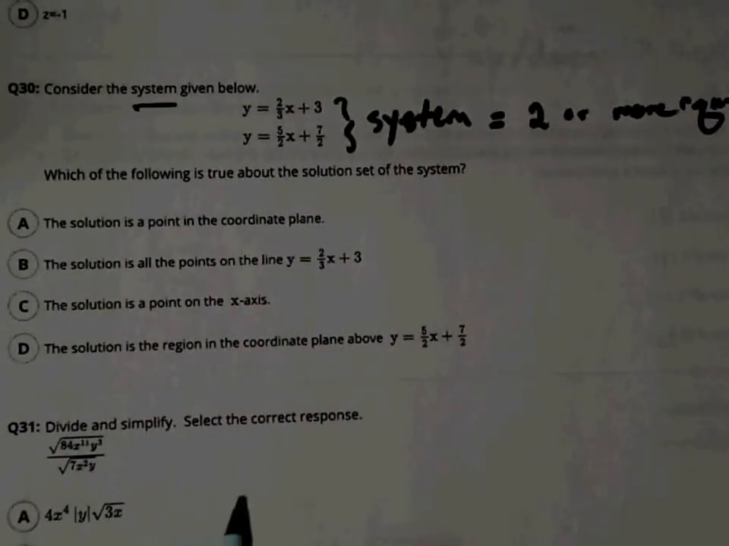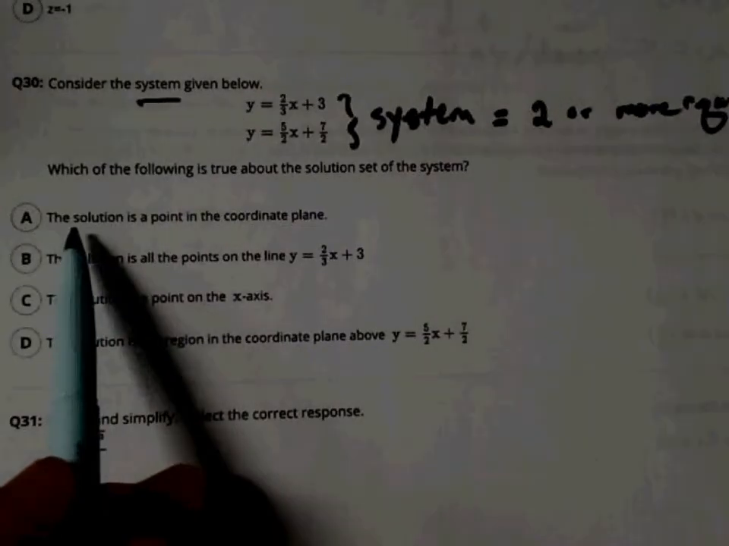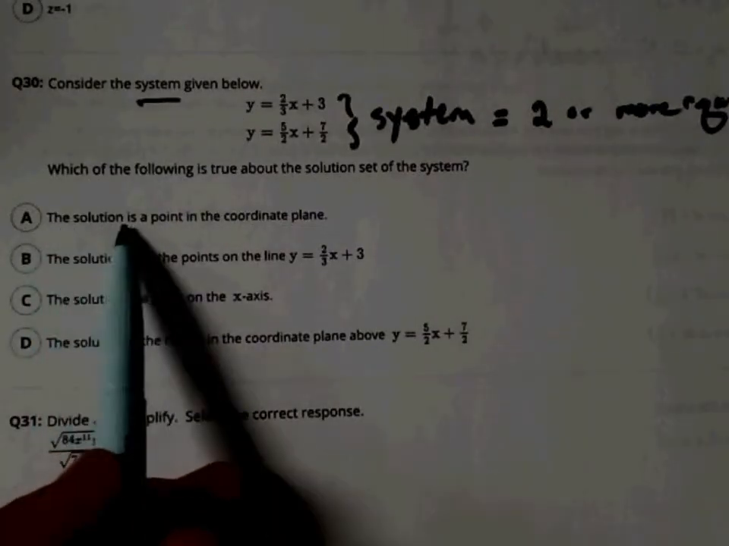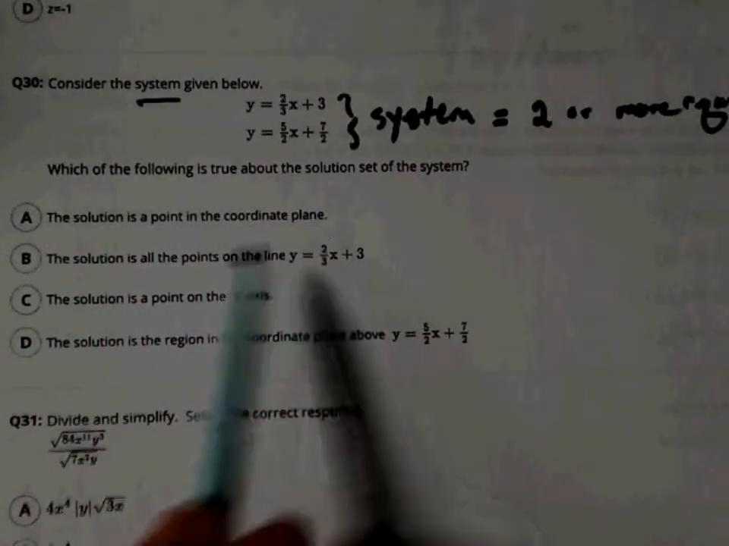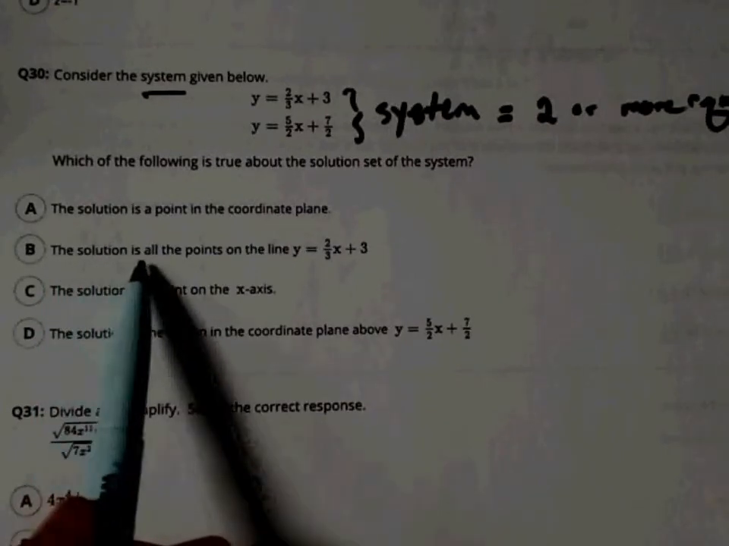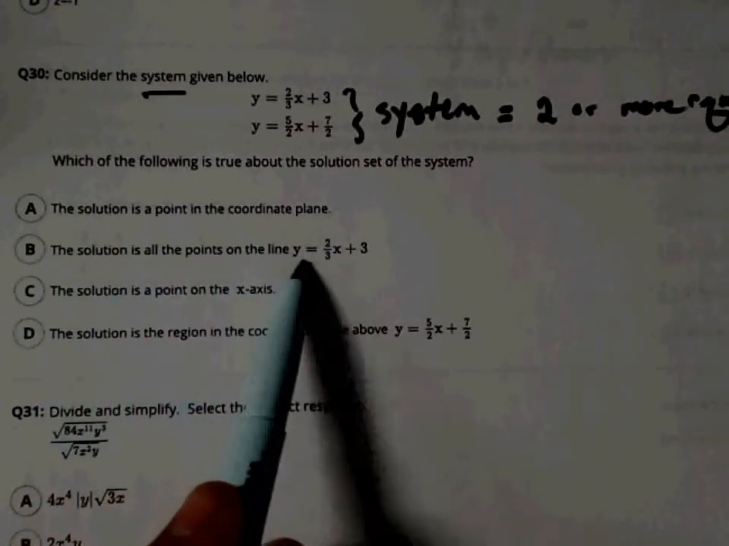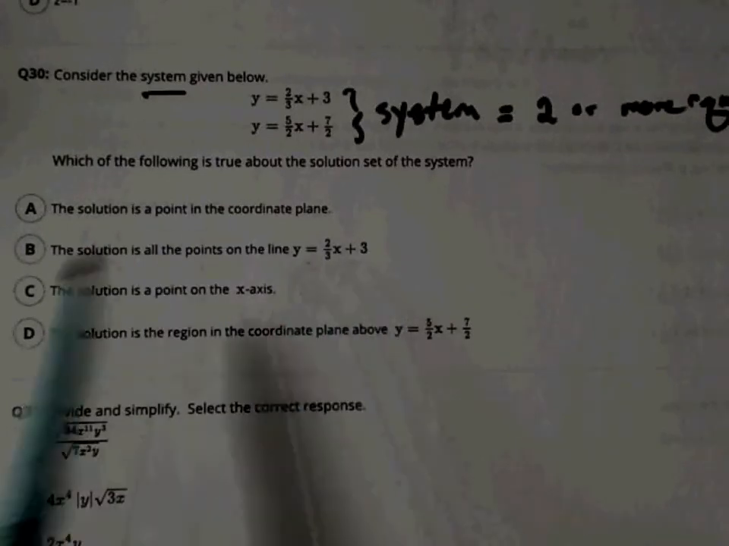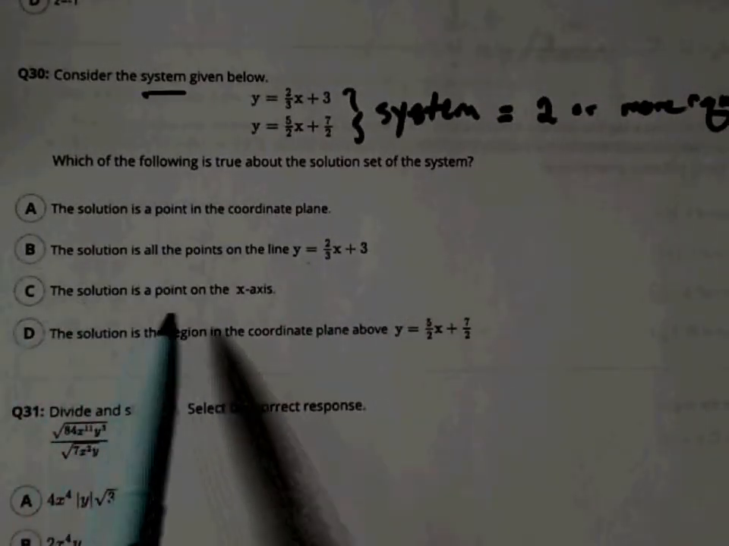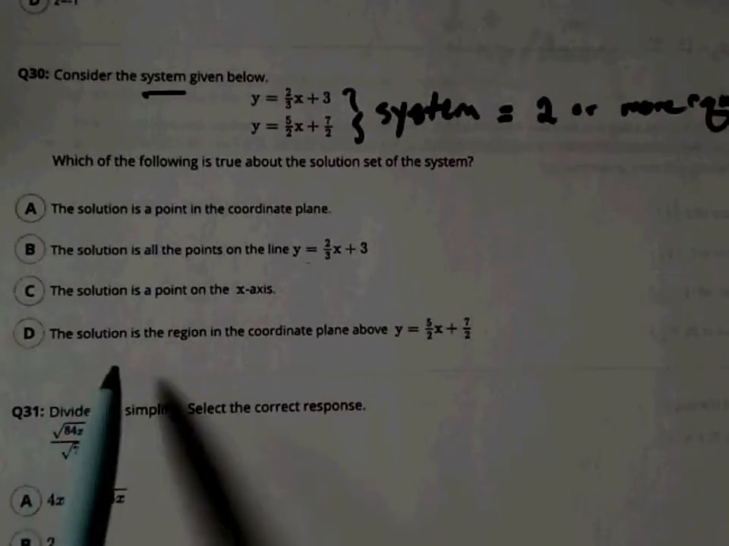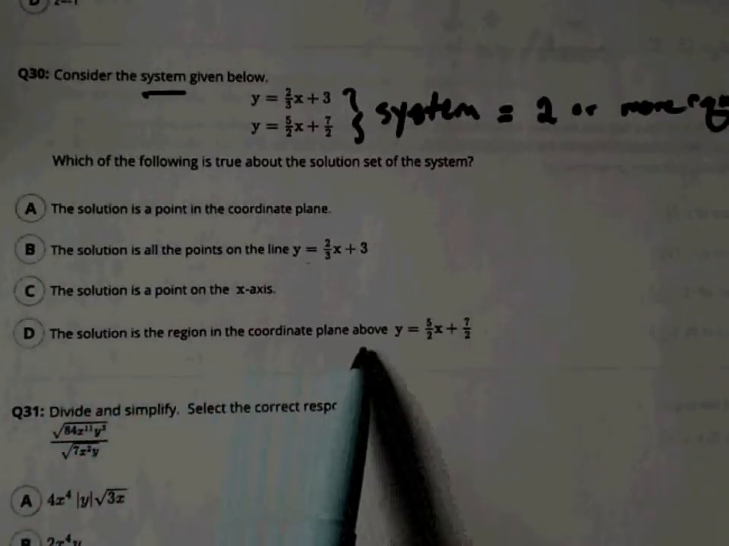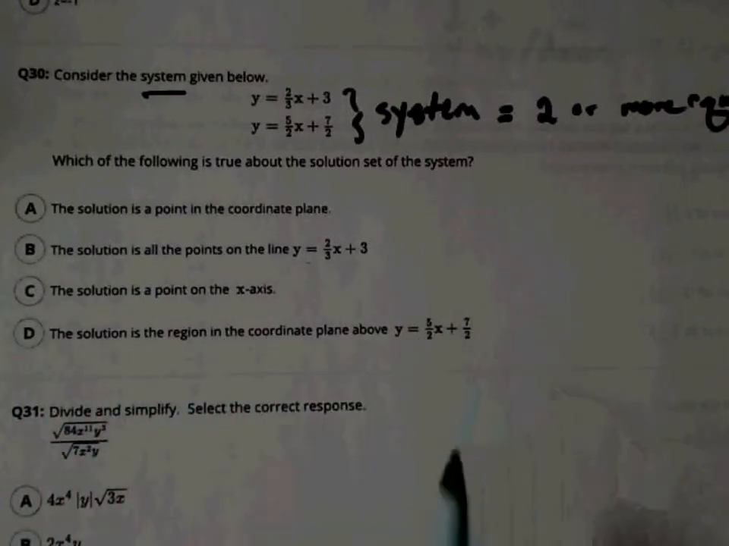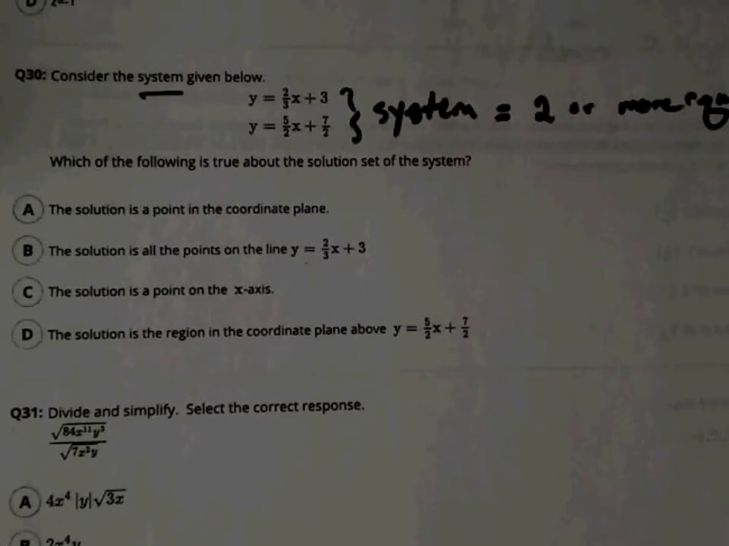And so the solution is the point on the coordinate plane. The solution is all the points on the line of 2 over 3x plus 3. The solution is a point on the x-axis. The solution is in the region on the coordinate plane above this one. And so, here's what I would encourage you to do. One, somebody hand me a calculator. Hand me a calculator.